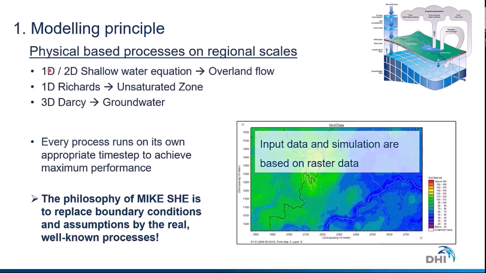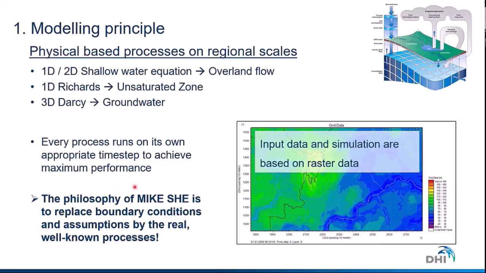So what you do is solve the 1D, 2D shallow water equation for the overland flow, the 1D Richards equation for the unsaturated zone, and the 3D Darcy for the groundwater in one model. And everything is based on physical-based processes, and this on regional scales. So no conceptual approaches. And every process runs on its own time step to achieve maximum performance. That means the overland flow can run within seconds or minutes, while the unsaturated zone normally runs at half an hour to 1 hour, and for groundwater, depending on the dynamics, the engine will resolve the equations maybe on a daily time step.